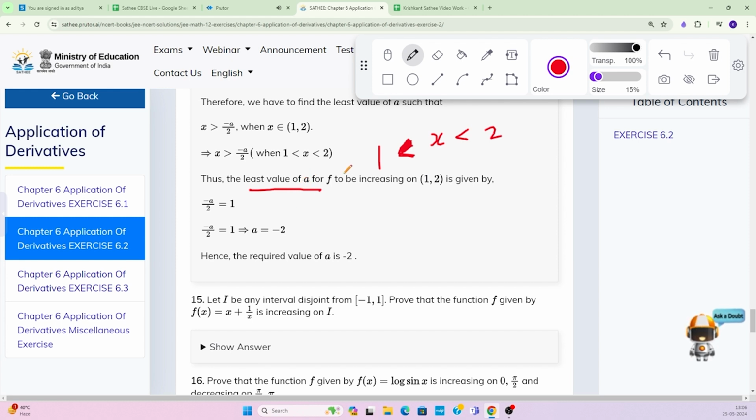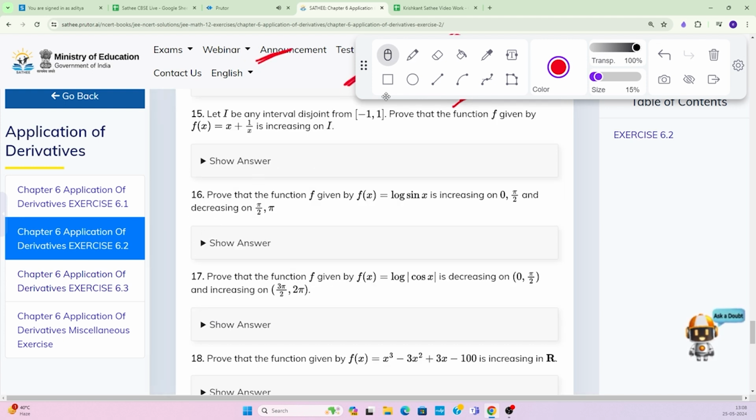So if you want to find the least value of a, you have to compare with this when x is equal to 1. So when minus a by 2 is equal to 1, this means that a will be minus 2. So the least value of a for f to be increasing will be minus 2. Least value, the other values can also work. Okay, clear?